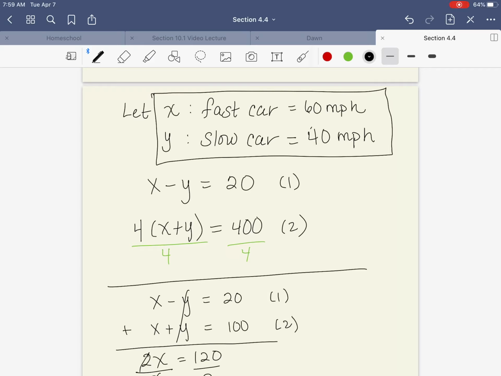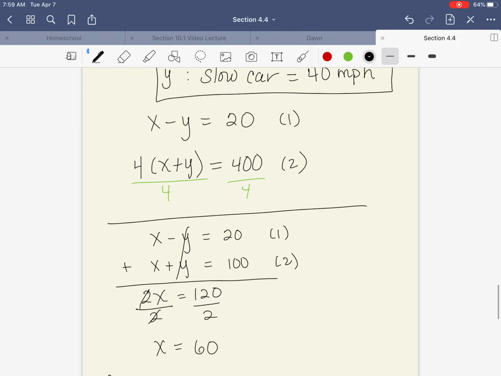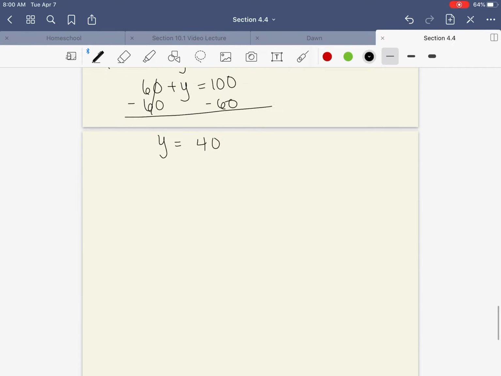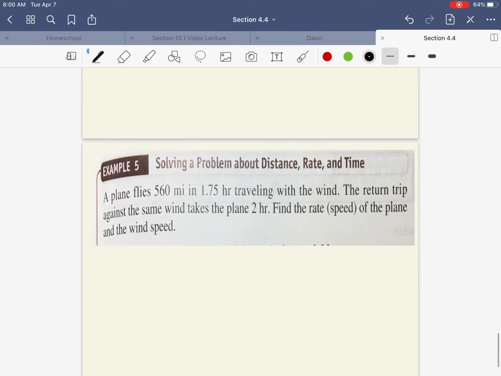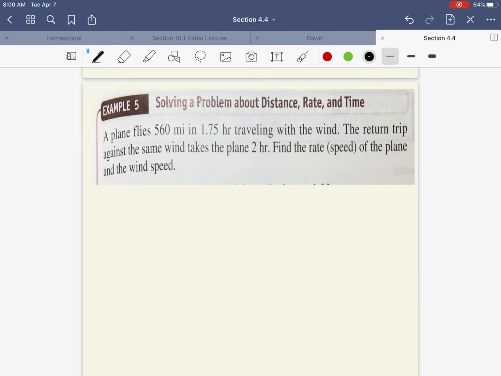Okay. I almost feel like I need to do another one like this. Oh, example 5. Okay. All right, so it says a plane flies 560 miles in 1.75 hours traveling with the wind. The return trip against the same wind takes the plane 2 hours. Find the rate or speed of the plane and the wind speed.